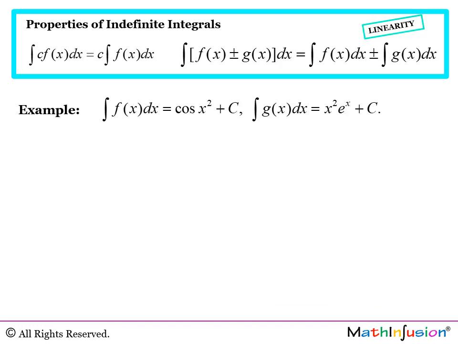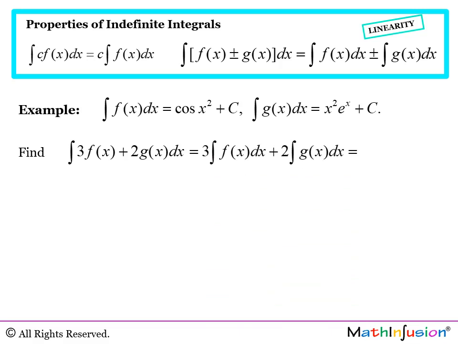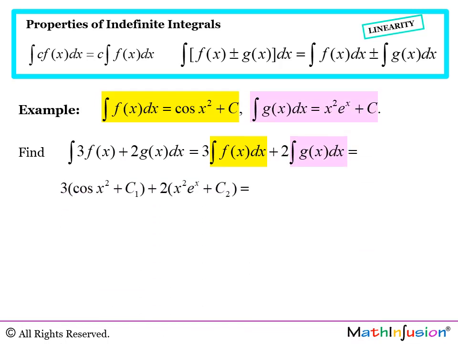Example. The integral of f(x) dx is cosine x to the power of 2 plus c, and the integral of g(x) dx is x to the power of 2 e to the x plus c. We would like to find the integral of 3 times f(x) plus 2 g(x) dx. Because of the linearity, I'm going to break it down like this. I know what is this guy and I know what is this guy. Putting everything together, I get this.